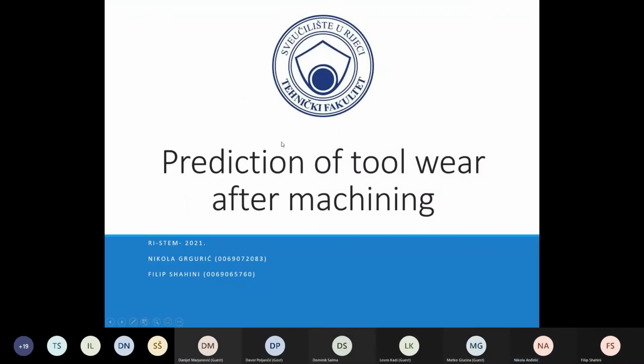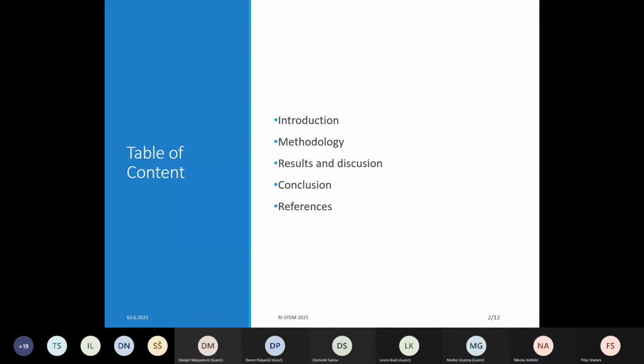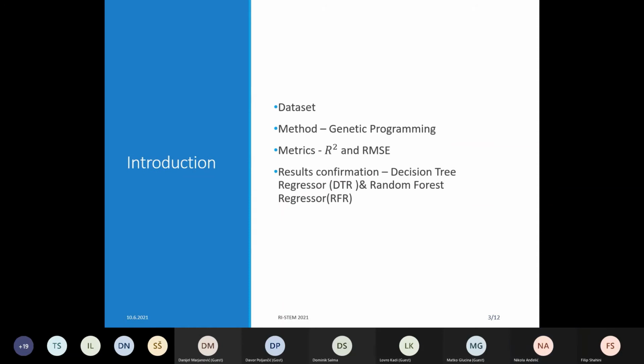Okay, good afternoon again. Nicola and I did research and an article on prediction of tool wear after machining using genetic programming, just like the presentation before. Here you can see the main topics we are going to discuss. Prediction of tool wear after machining is a very important part of the diagnostic process, used to find the relevant time to change the machine tool, which results in higher quality products and lower cost of the machining process.